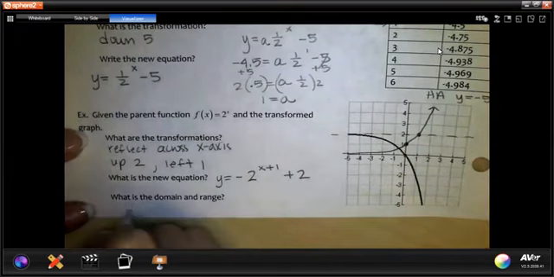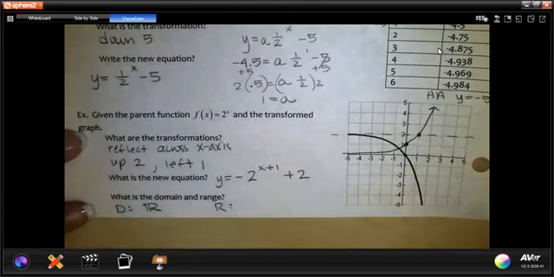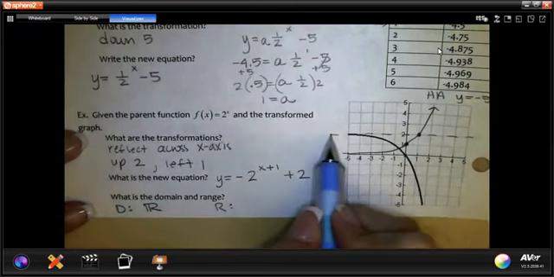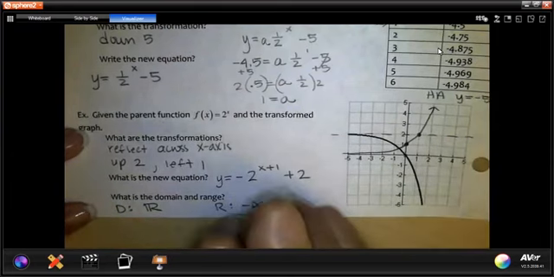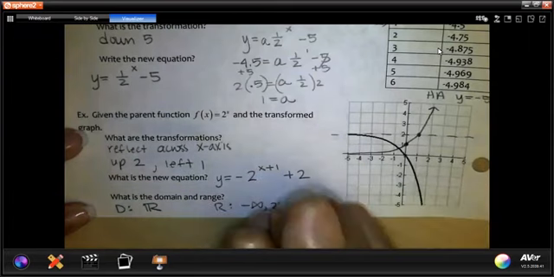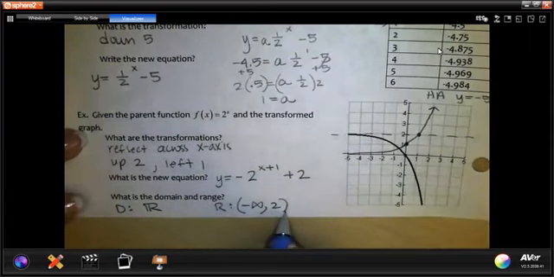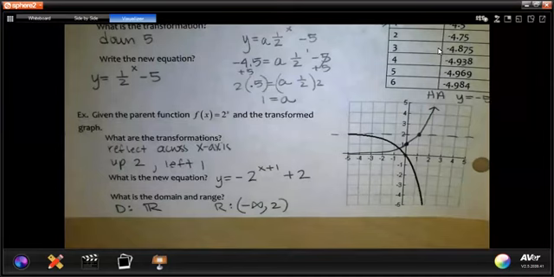Now our domain and range for this new graph: domain is still all real numbers, which is true for all the exponentials. It goes all the way to the left, all the way to the right. For our range, however, everything is below this line of 2. So our range is from -infinity to 2. And again, with parentheses, because it's only getting close to that asymptote, it's not actually touching.